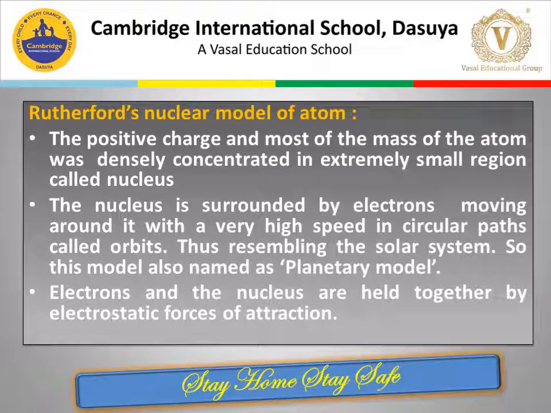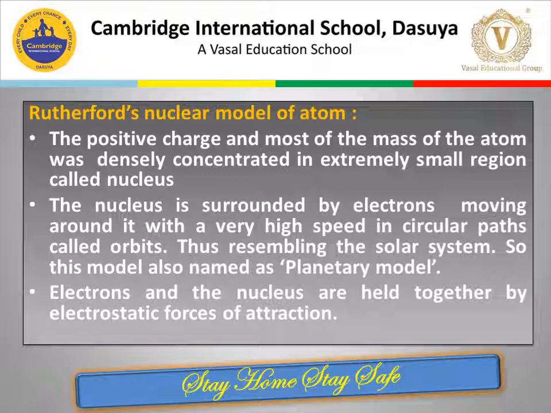On the basis of the experimental evidence and observations, Rutherford proposed the nuclear model of the atom, and according to this model, the positive charge and most of the mass of the atom was densely concentrated in an extremely small region. This small portion of the atom was called the nucleus by Rutherford.